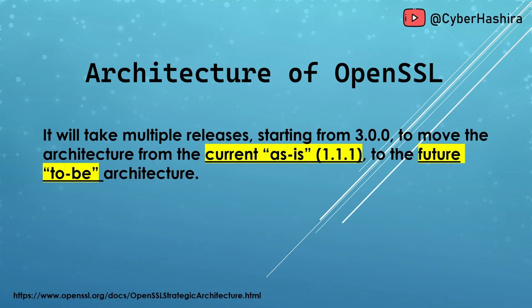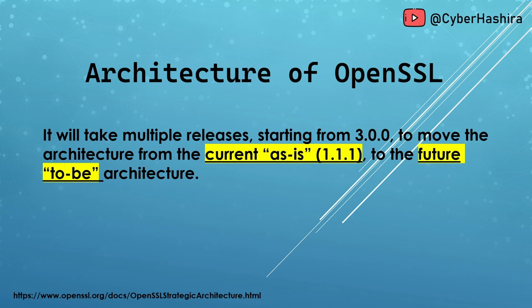Now, before I get into OpenSSL providers, I'll start with the architecture of OpenSSL. As per OpenSSL strategic architecture page, starting from OpenSSL version 3.0, the existing as-is architecture will be moved to a future to-be architecture. Now, this is going to happen through multiple future releases. The architecture used in OpenSSL 1.1.1 is the as-is architecture, which will eventually change in the future. OpenSSL expects the move to the new architecture to be completed by or before OpenSSL version 4.